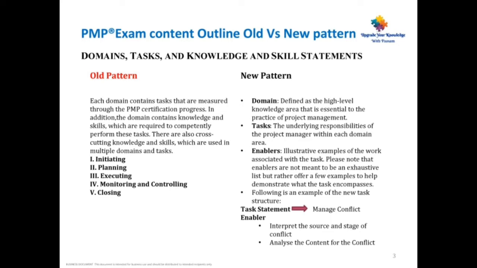Following is an example of the new task structure. The task statement is like manage conflict, and the enablers are: interpret the source and stage of conflict, analyze the context for the conflict. These are the examples. It is like activities. In the exam, if you get a question about conflict, then you have to analyze what the project manager's role will be, and select the enablers for what the project manager will do. I suggest you go through the exam content outline at least 3-4 times and understand the flow. That will help you to identify the answers properly.